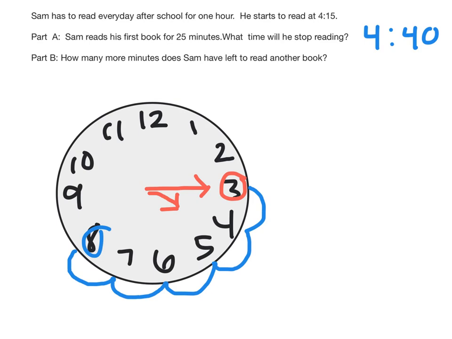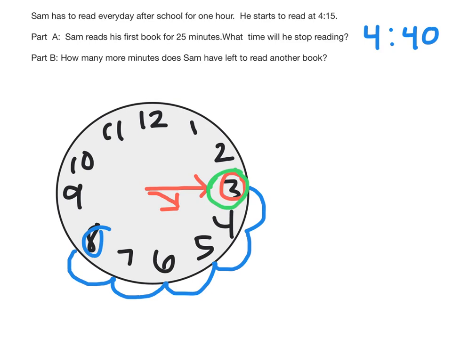All right, let's solve part B. How many more minutes does Sam have left to read another book? All right, so we know he gets 1 hour every day to read. So 1 hour from 4:15 is going to get me to 5:15, and we have to stop again at the 3 because the 3 represents the 15 on the clock. So we're going to start from the 8 because that's where he finished his first book, and we have to go all the way to the hour, which is going to be at 5:15.